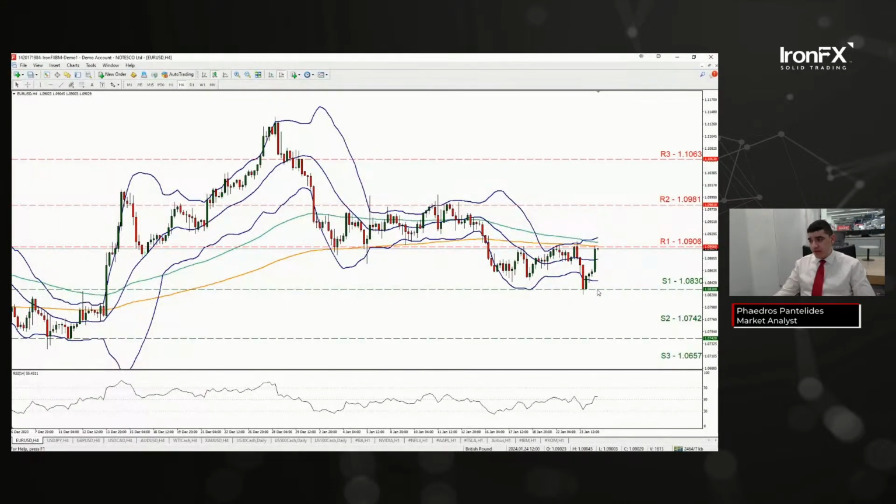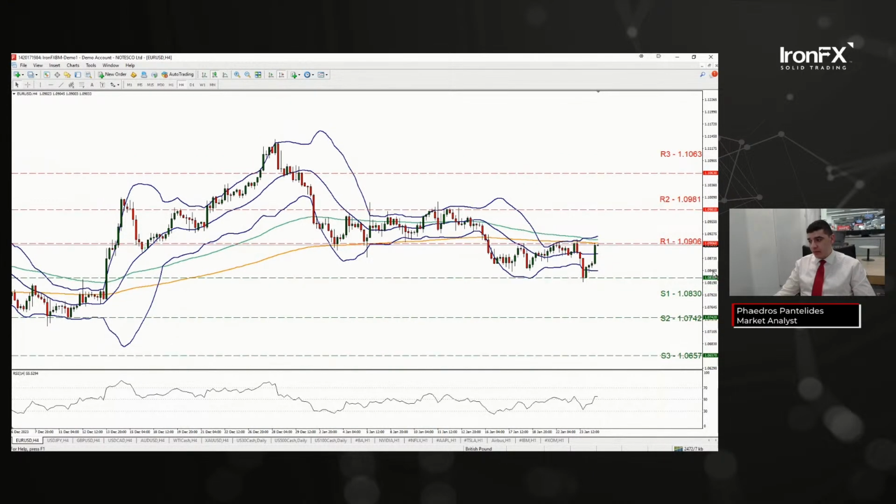You have R1, you have S1. It failed to break below S1, and is now currently testing R1. As such, if it fails to break above R1, then we would maintain a sideways bias. If it does manage to break above R1, then we could potentially see the pair aiming for R2 at 1.0981.